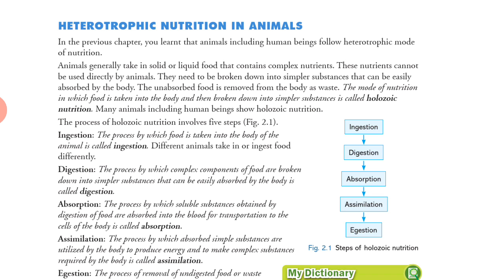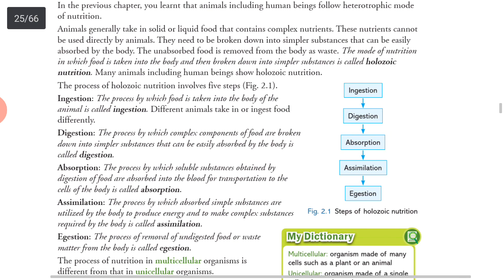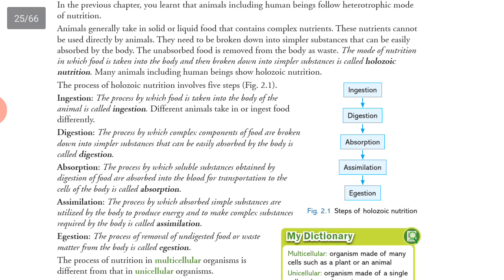Okay, next is assimilation. The process by which the absorbed simple substances are utilized by the body to produce energy and to make complex substances required by the body is called assimilation.